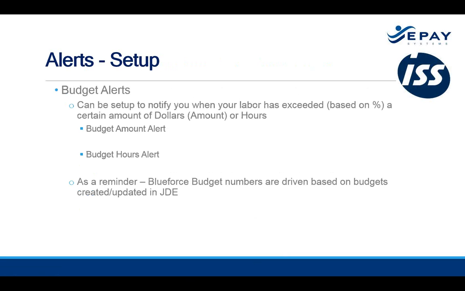Now, our budget alerts, once again, as I showed you a while ago, are set up to notify you when labor at the job site has exceeded, based on a percentage, a certain amount of dollars or hours. So if I want to be alerted when my job becomes 5% over budget, I can go in there and tell the system, notify me at 5% over budget. And once again, that can be based on a budget amount or a budgeted hours amount as well. So you have some options there on which one we want to use. But bottom line, you have the ability to tell the system which percentage you want to use.